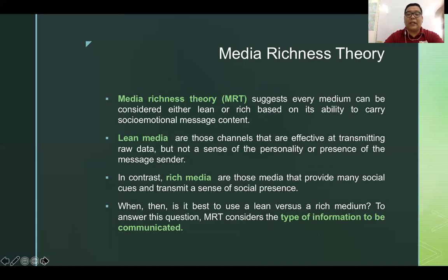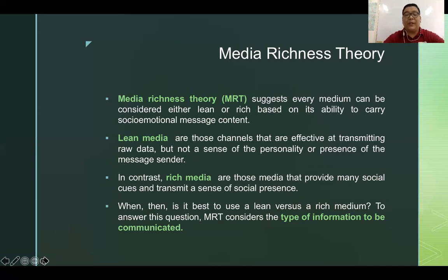Now, in contrast, rich media are those media that provide many social cues and transmit a sense of social presence. For example, when there's a need for you to clarify something from that colleague, why are the data on this Excel inaccurate? So, for you to make sure that you would be really clarified regarding the inconsistencies on that Excel file, you can call for a Zoom meeting or a Google meeting. That way, you could have an interaction with the person, a thorough discussion, and at the same time, social presence is really evident. When, then, is it best to use a lean versus a rich medium?